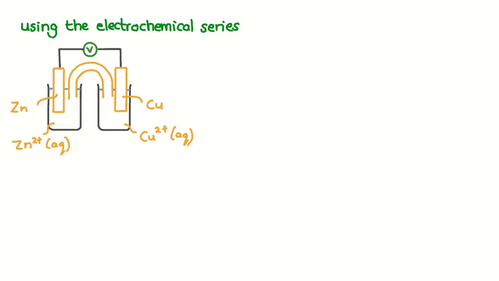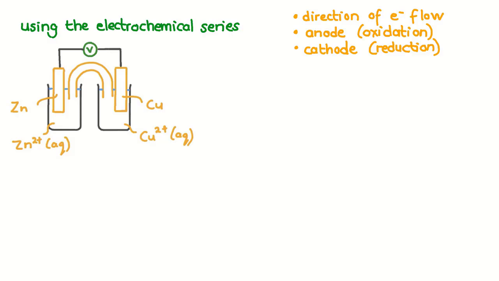If the system is under standard conditions, we can then use the electrochemical series to determine the direction of electron flow in the wire, and therefore which half cell is the anode where oxidation occurs and which is the cathode where reduction occurs. First, we need to find the two elements of our system, in this case copper and zinc. Then we need to go to the electrochemical series and find the corresponding half reactions for each.